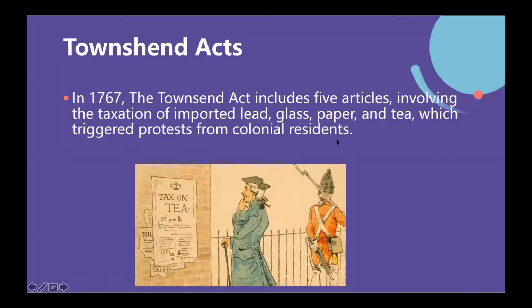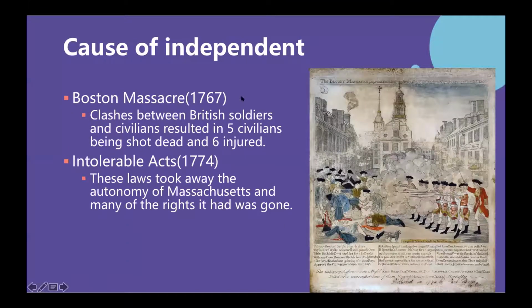And the Townshend Acts. This act basically does not prohibit, but makes sure Americans don't expand. In 1767, it included 5 articles, like 5 points, involving taxation on glass, paper, and tea, so the colonized people were not satisfied with this law. So they started to fight.